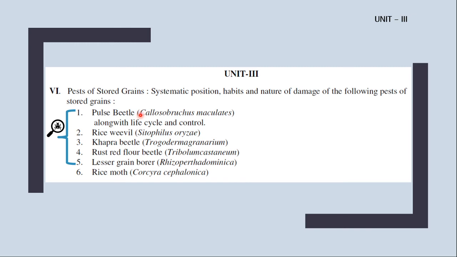So we have pulse beetle or Calosobruchus maculatus. Then for this one, we have to learn their life cycle and control. Then we have to learn about rice weevil or Sitophilus oryzae, Khapra beetle or Trogoderma granarium, then red flour beetle or Tribolium castaneum, please check the spellings here, lesser grain borer or Rhyzopertha dominica, and rice moth or Corcyra cephalonica. Now the first five are also in your practical syllabus.